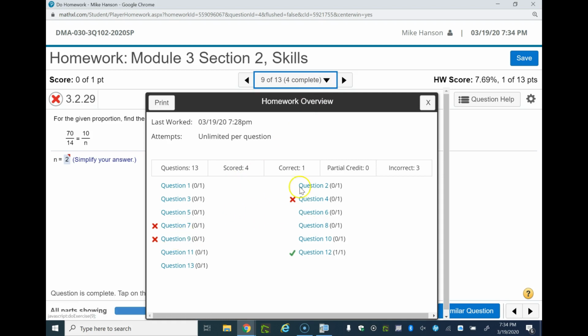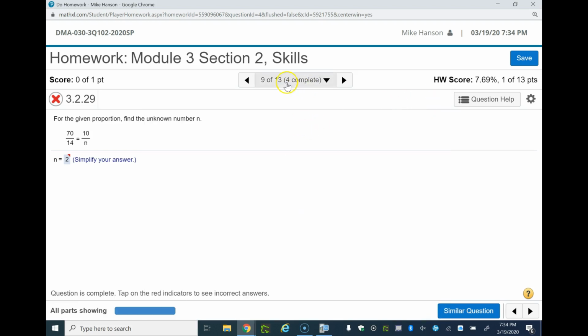That was the last problem in this section. So with those 3 problems, you should be able to get through section 2 and complete this section.